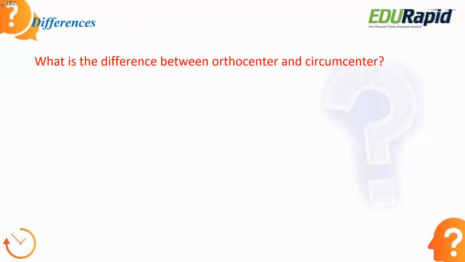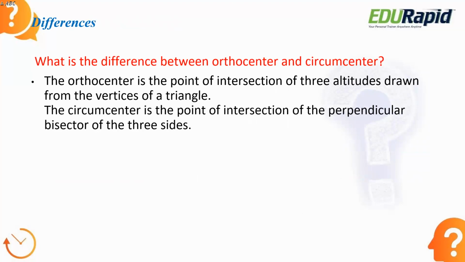So now I know you all have this confusion. What is circumcenter? What is orthocenter? What's the difference? All the figures look alike. So just see here, the difference between orthocenter and circumcenter. Orthocenter is the point of intersection of the three altitudes drawn from the vertices of a triangle. If you consider a triangle, these are the three altitudes drawn from the vertex to the opposite side, correct?